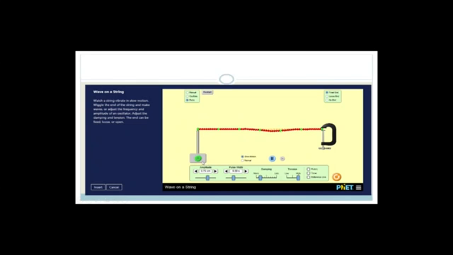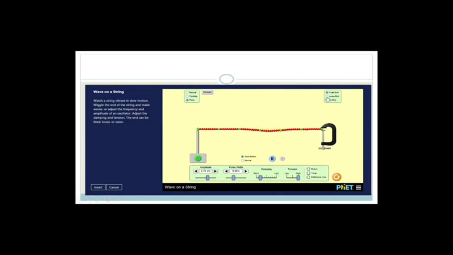Now, what do you notice? The actual vibration is at 90 degrees. It is moving up and down. But which way is the wave moving? The wave is moving from left to right. So the disturbance in the material is vertical, but the wave actually travels from left to right. Let's try again. Up, and it goes from left to right. Do you understand that?